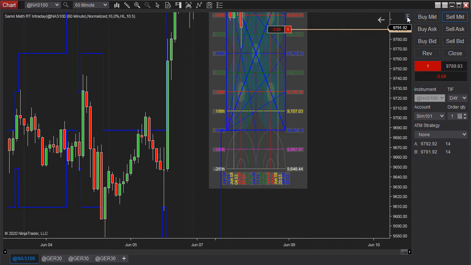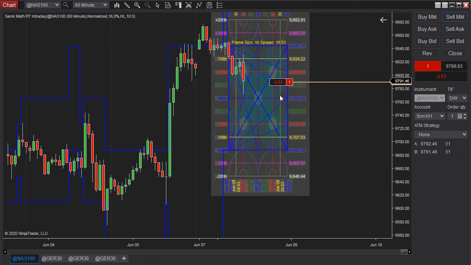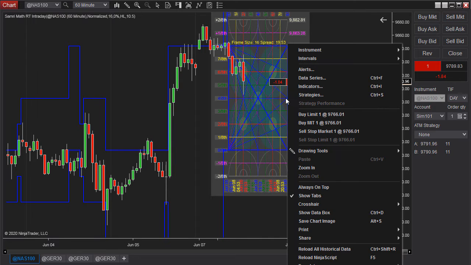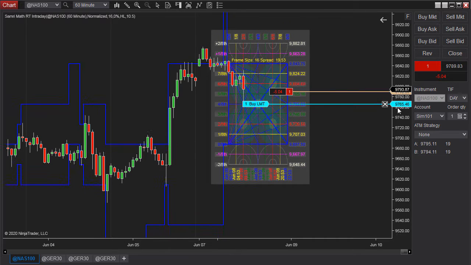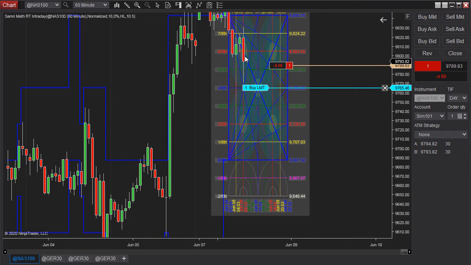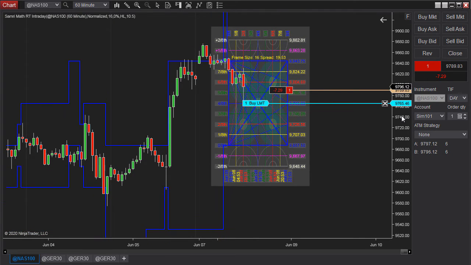Anyway, okay, so I've shorted here at around 9789, and hopefully I want to cover my short here at the 4.8, which is 9765 and a half. So let's just place that there and go through the motions. Wait a second, what is this? This says we've already been there. I didn't even see that.